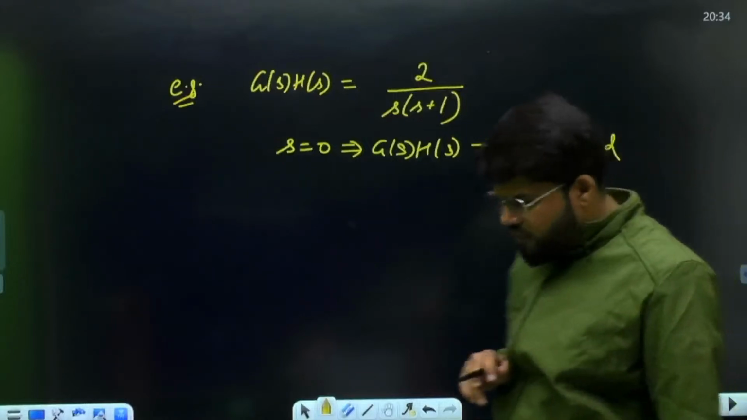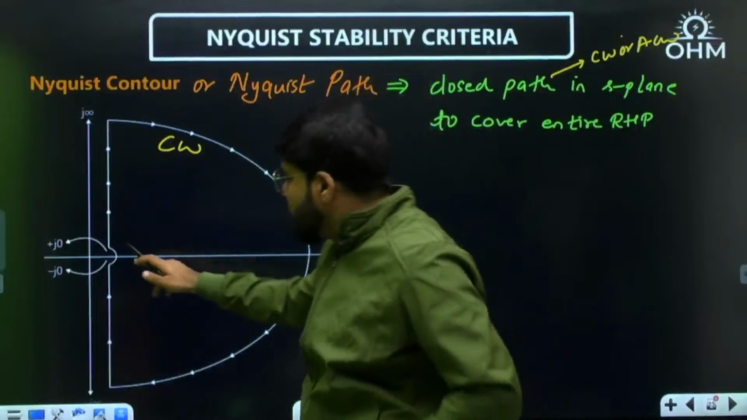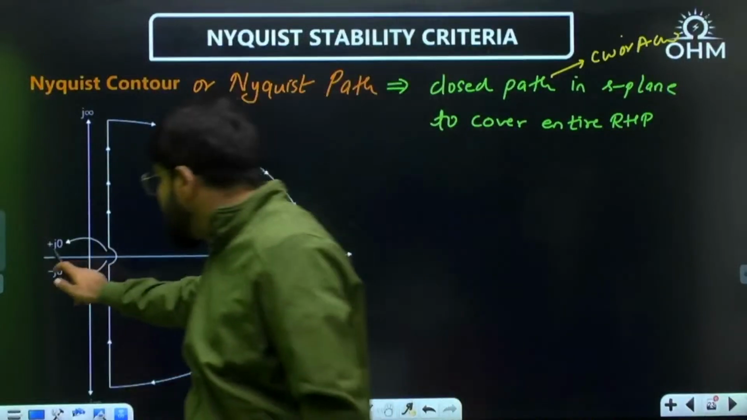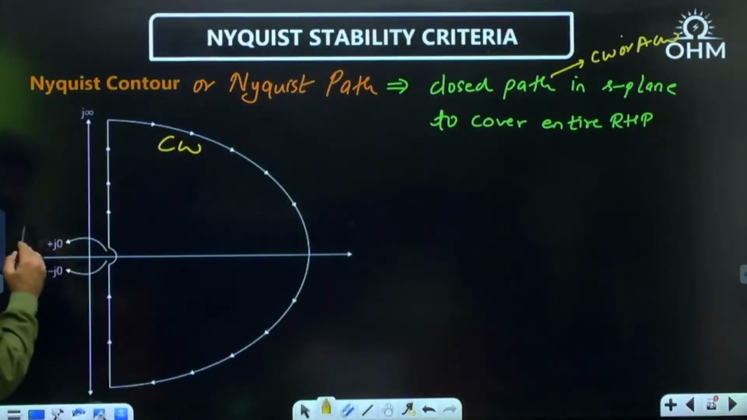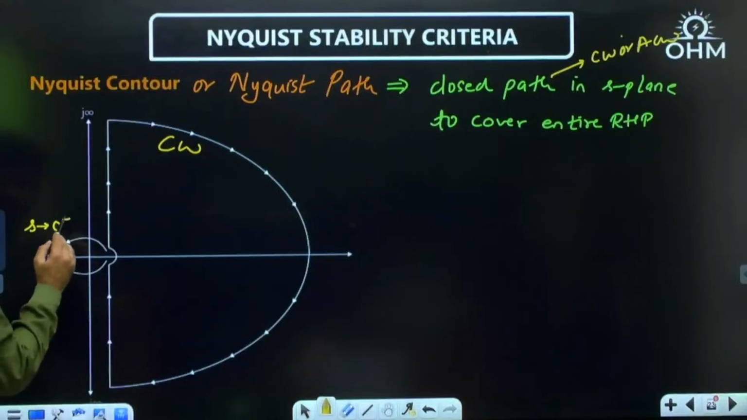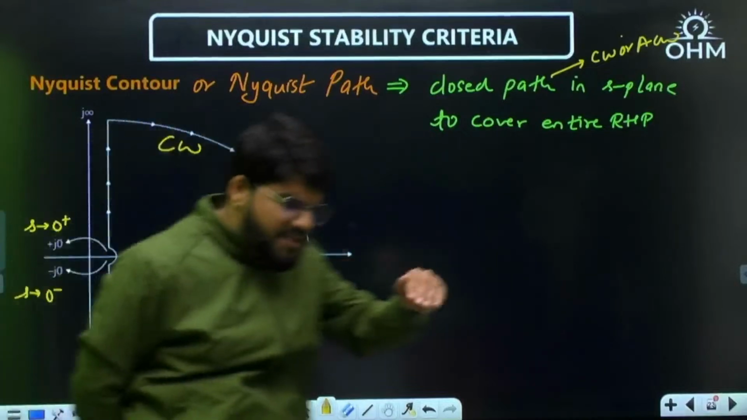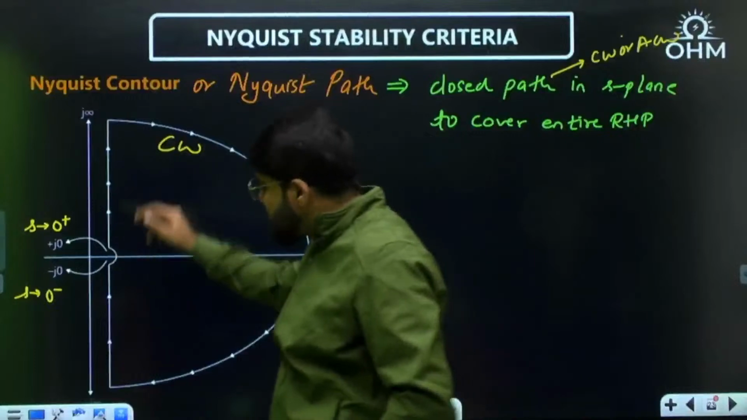So normally, when we are considering the Nyquist path, we avoid the origin. That means I start just above the origin. This plus j0 is just like limit s tending to 0 plus, and this 0 minus is mathematically just like limit s tending to 0 minus, just above 0 and just below 0. So I start from a point just above the 0.